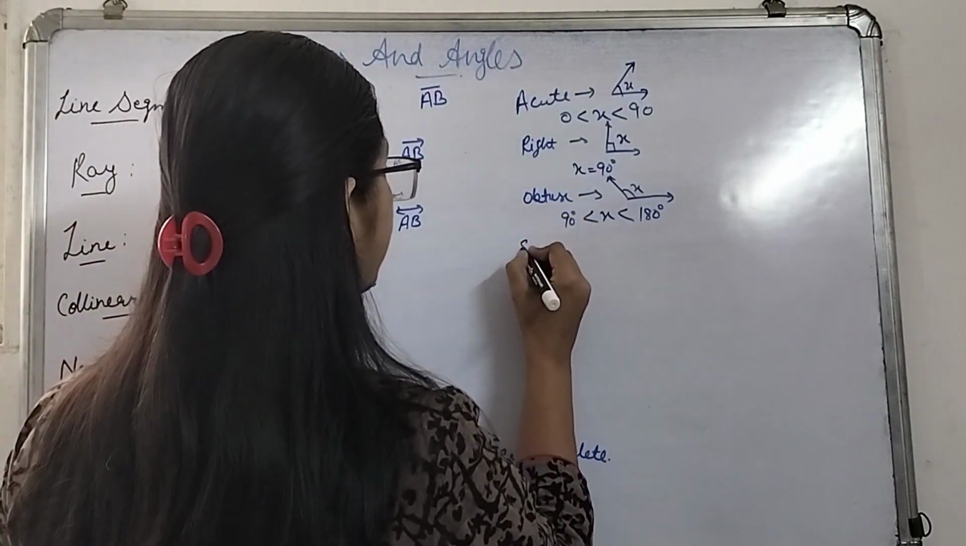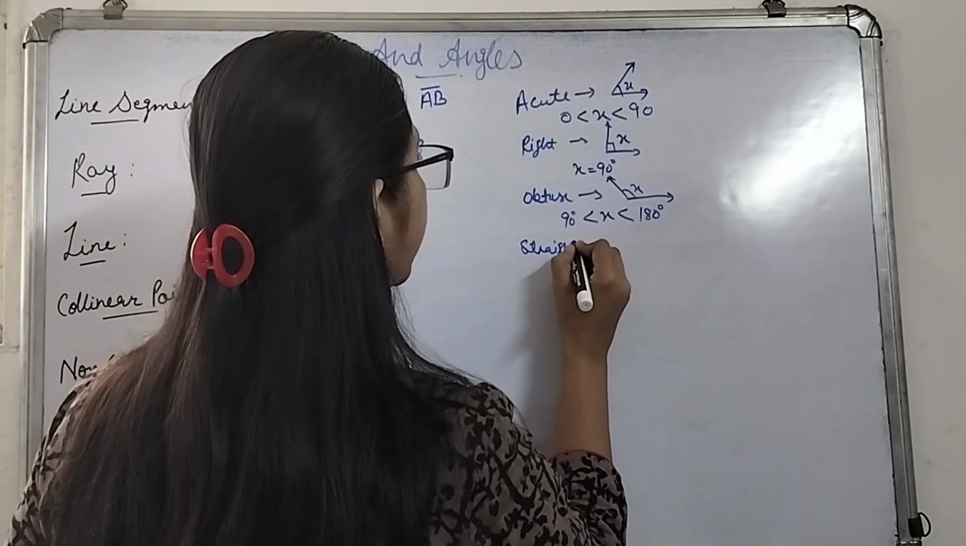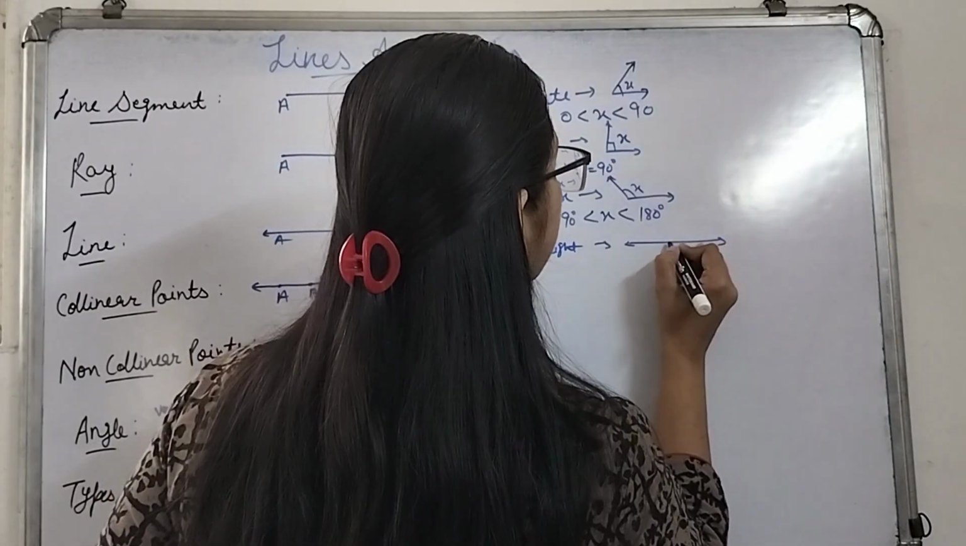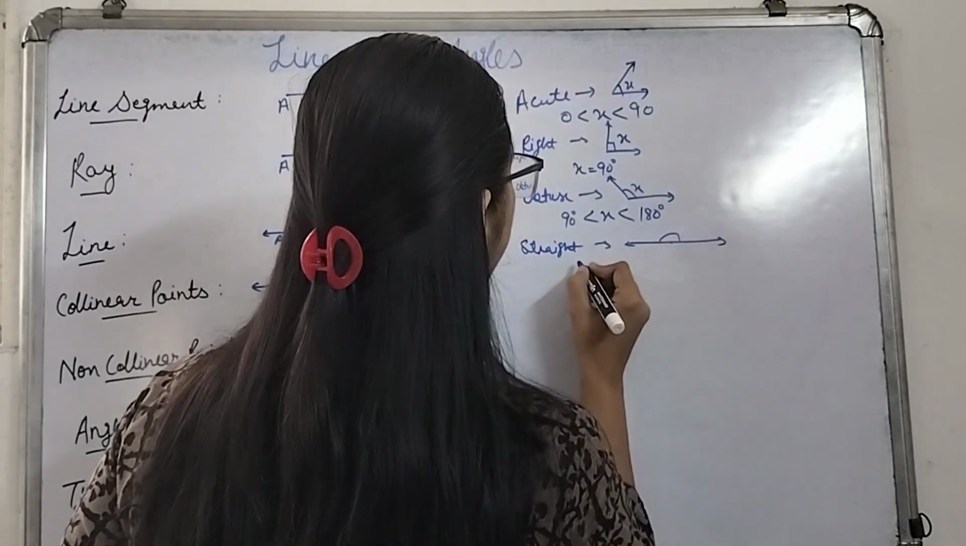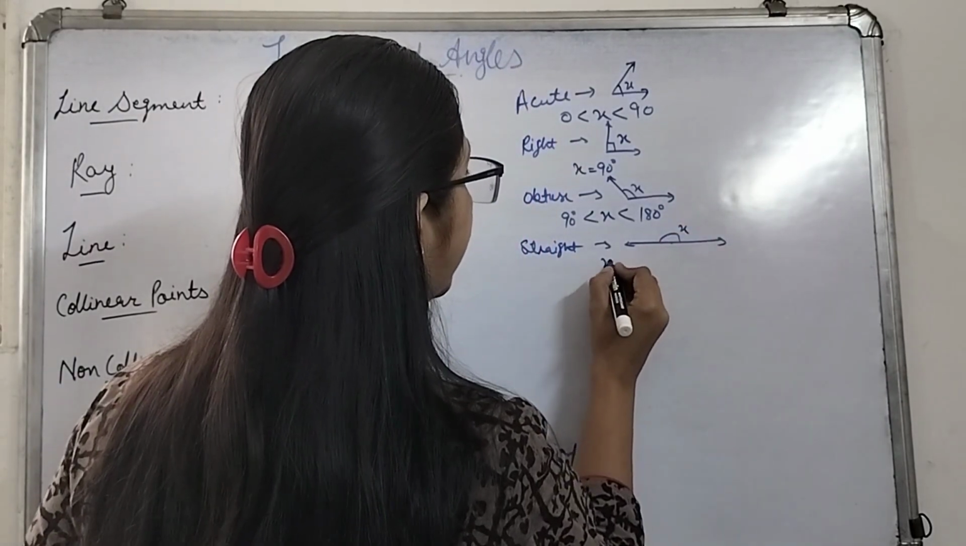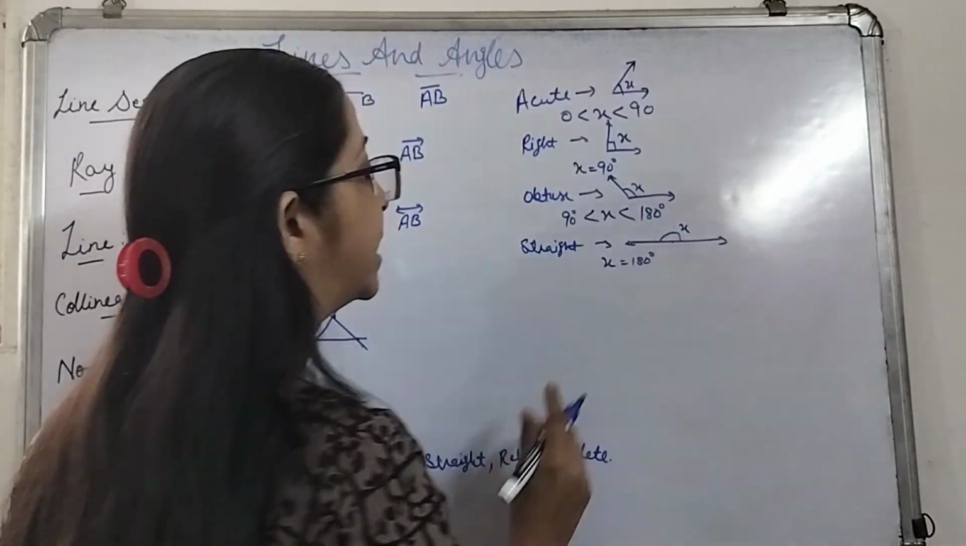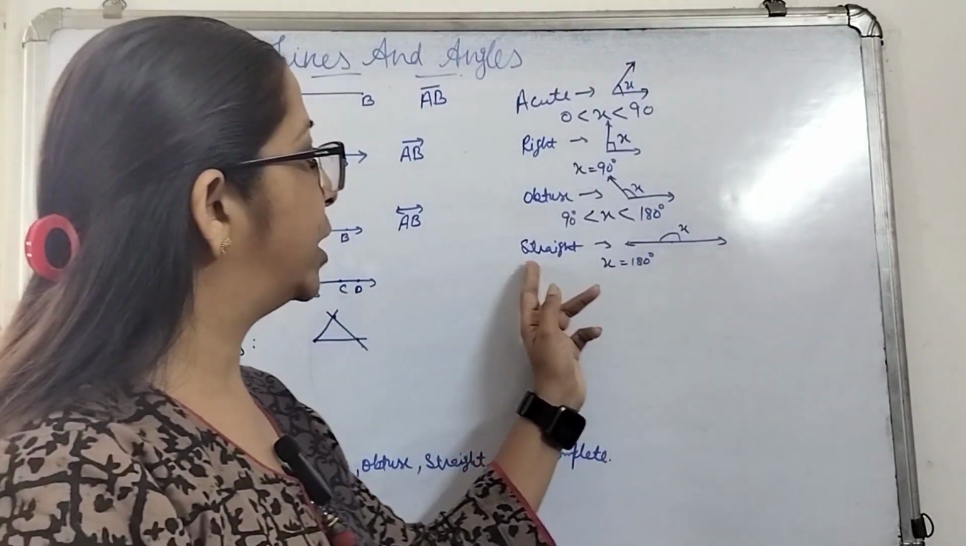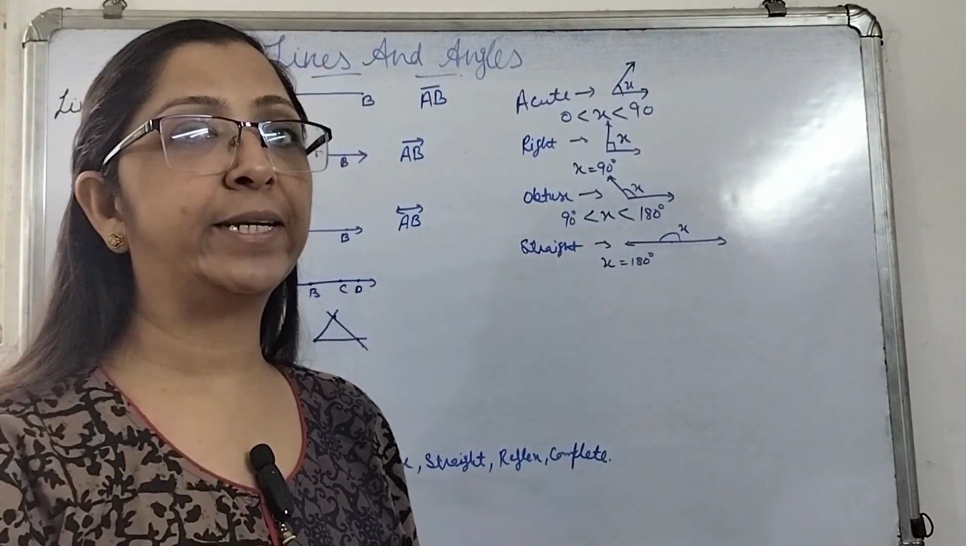Then comes your straight angle. If the measurement of the angle is exactly 180 degrees, suppose this is your x, then such types of angles are known as straight angles.